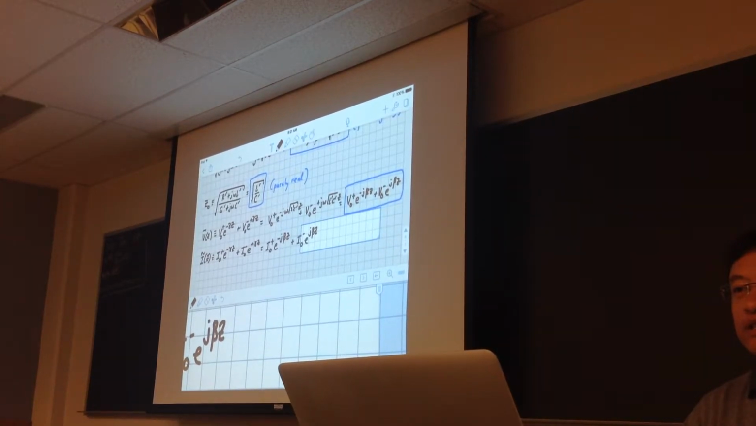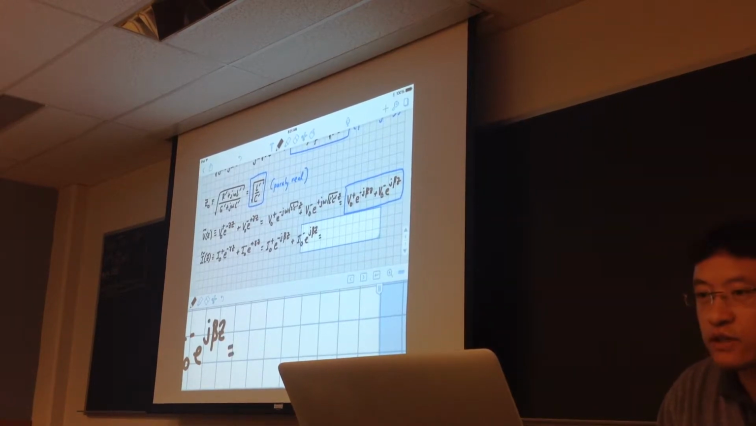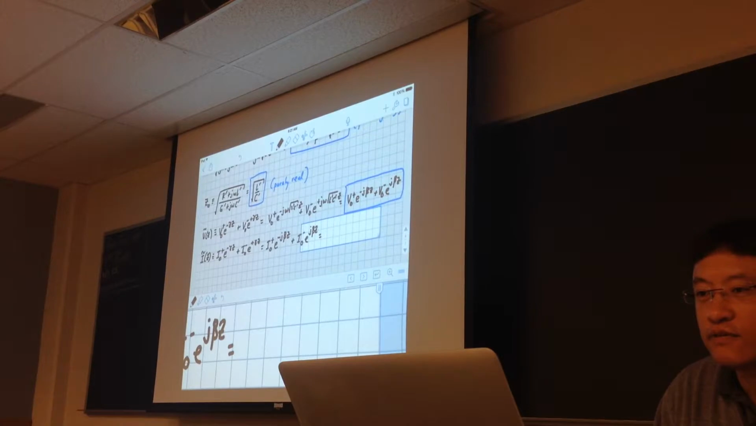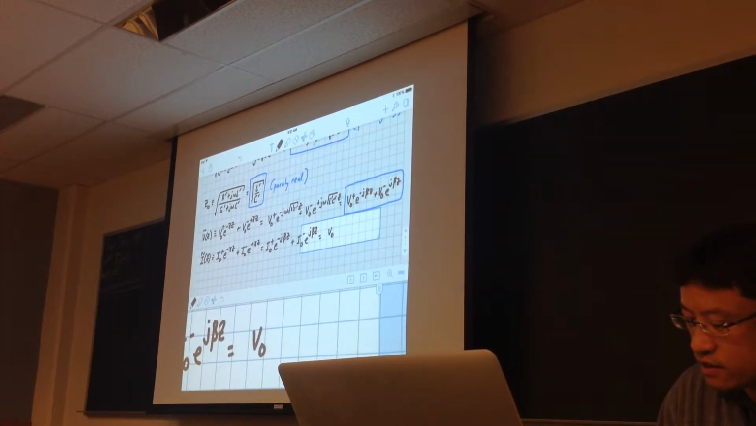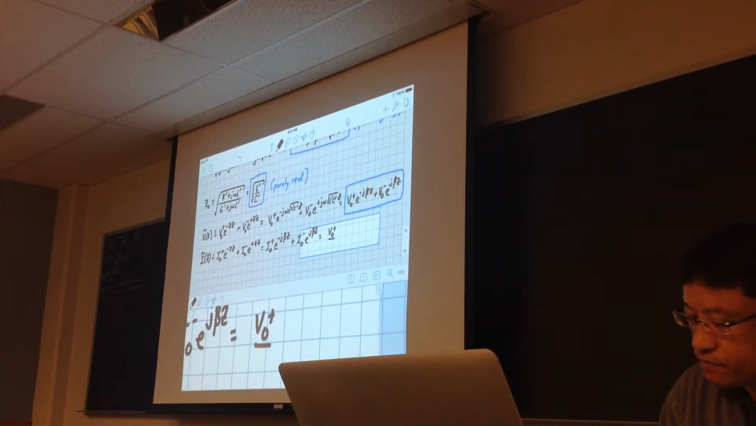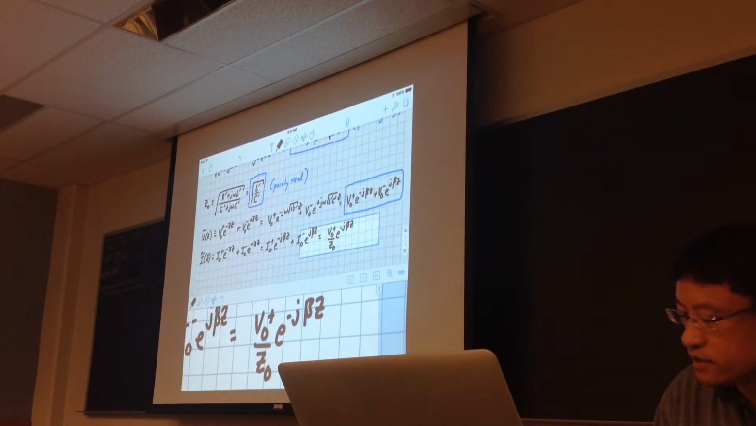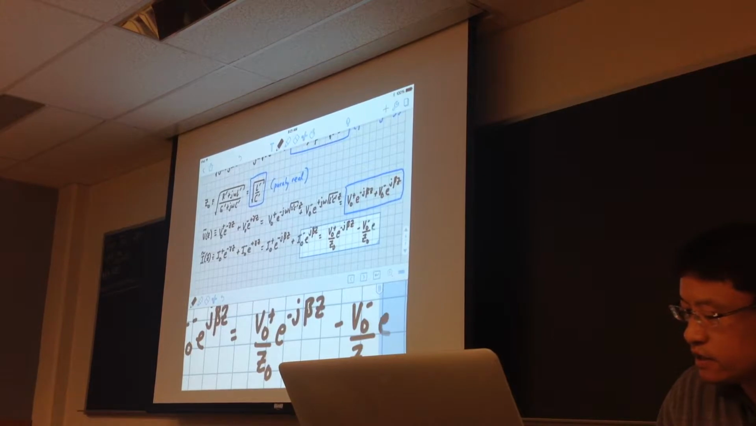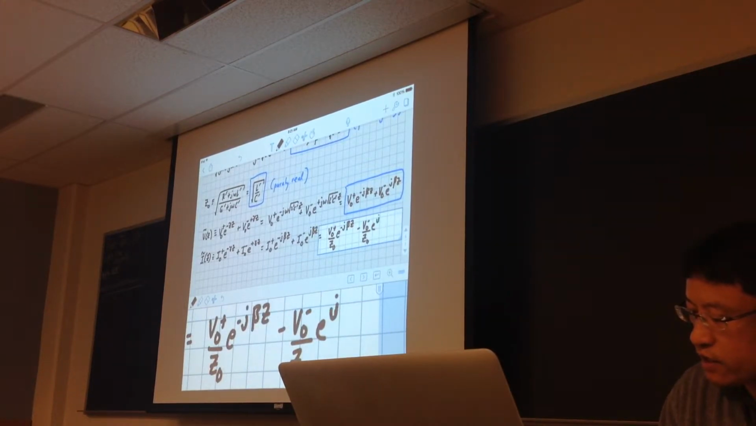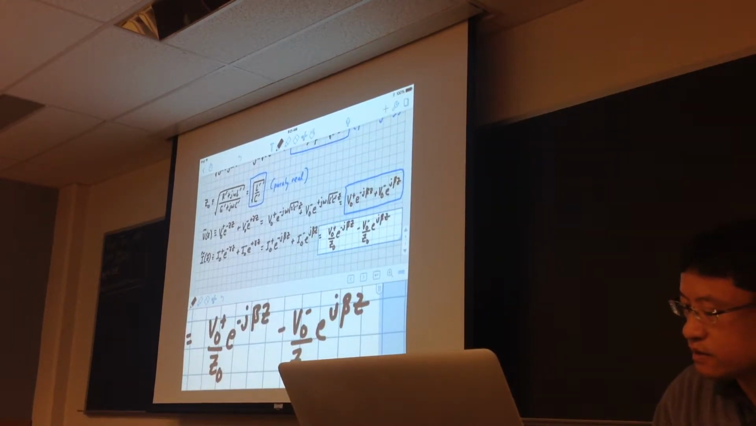And we can write this in terms of the characteristic impedance and V0 plus. So I0 plus is V0 plus over Z naught, times e to the minus j beta z. And I0 minus is minus V0 minus over Z naught, times e to the plus j beta z.